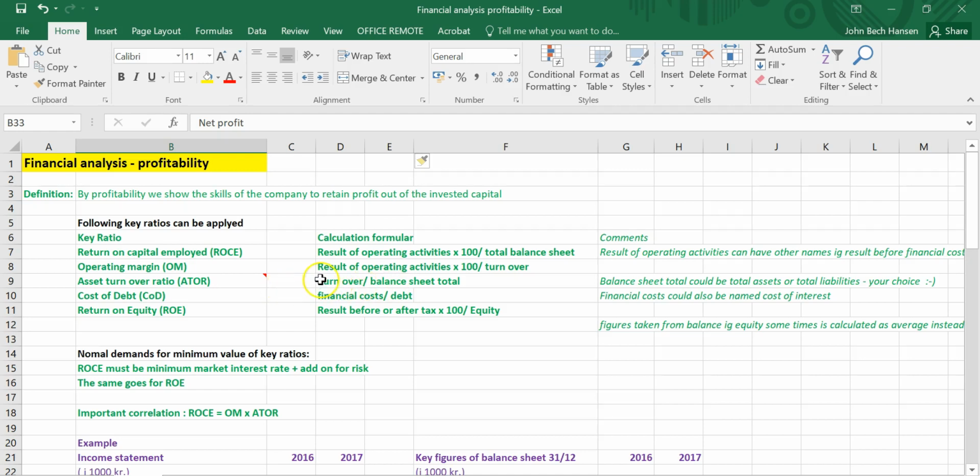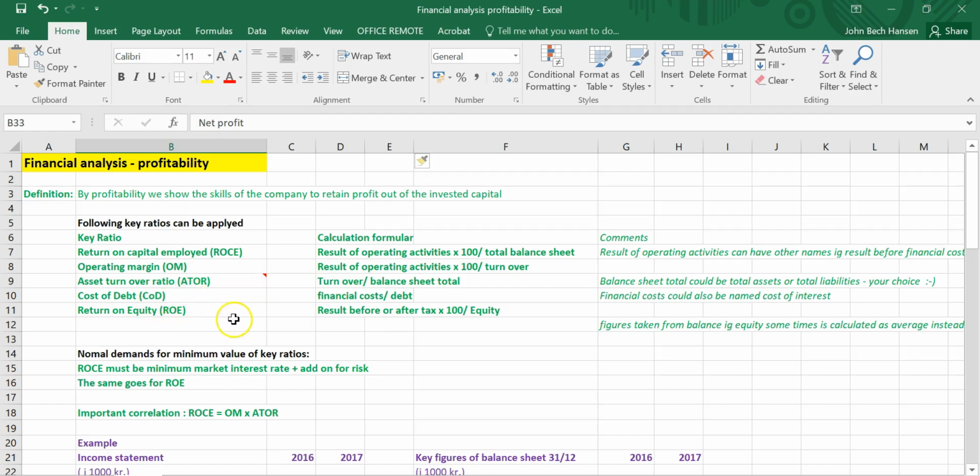and that is what ATOR is showing us, or rate of assets turnover. It can also be named ROAT. But as I said, many names for the same thing is quite common in the economy.